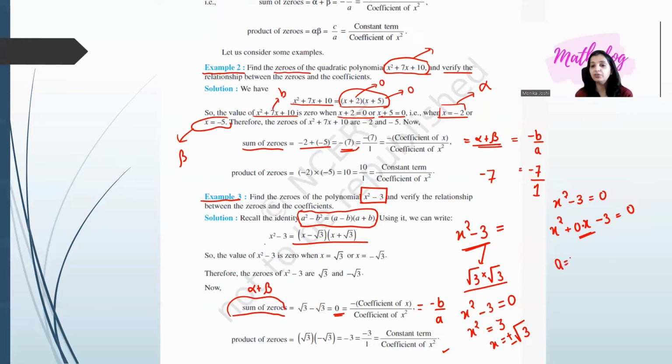So we can write the value of a is 1 and the value of b is 0, right? Because 0 is multiplying by x here. Now the value of c is minus 3. So now we can find the value of minus b upon a. So 0 upon 1, it will be 0.